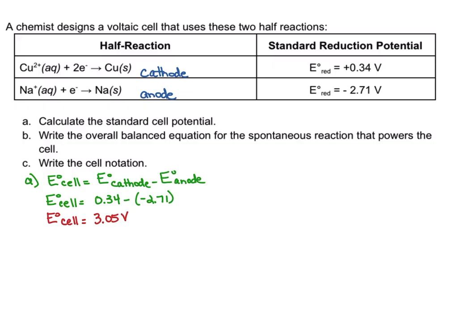All right, for the second question, we're asked to write the overall balanced equation. In order for us to get a spontaneous reaction, our standard cell potential was a positive number, and we got a positive number by making sure that the copper behaves as a cathode half reaction, which is reduction. So I'm going to write it and keep it the way it is as a reduction half reaction. And the anode is my oxidation, so I have to flip that reaction.